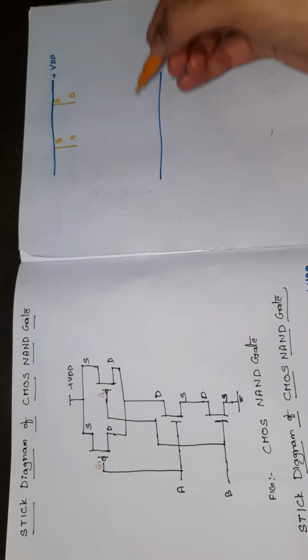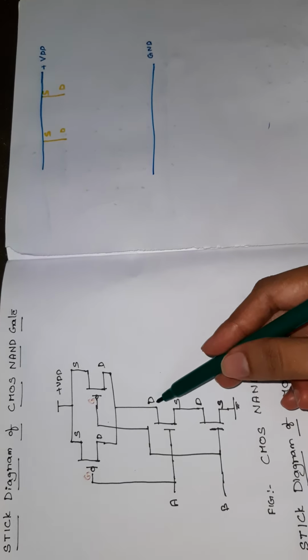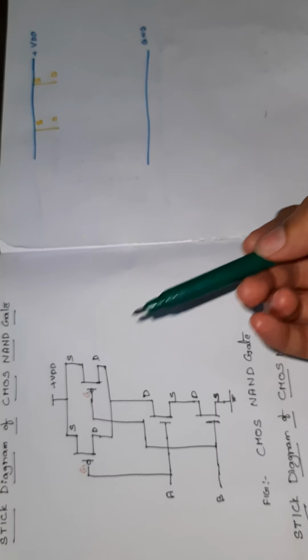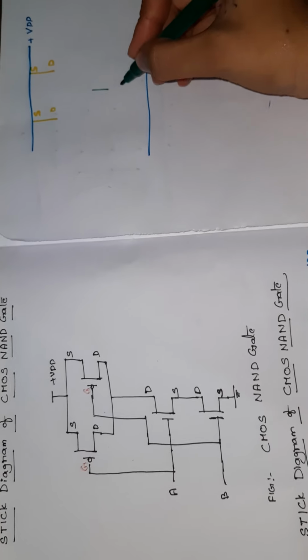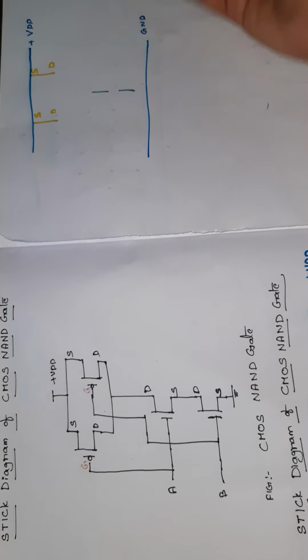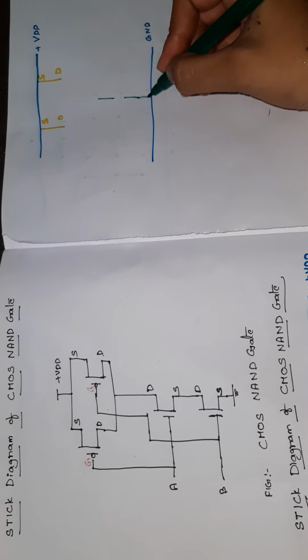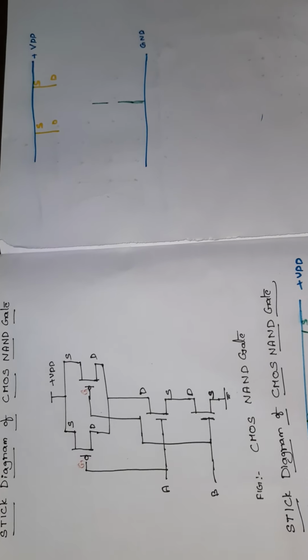So next, coming to the N diffusion. The two transistors are in series representation. N diffusion with green color. So two transistors which are connected in series. So this source is connected to ground here. So I am representing this transistor source is connected to drain.